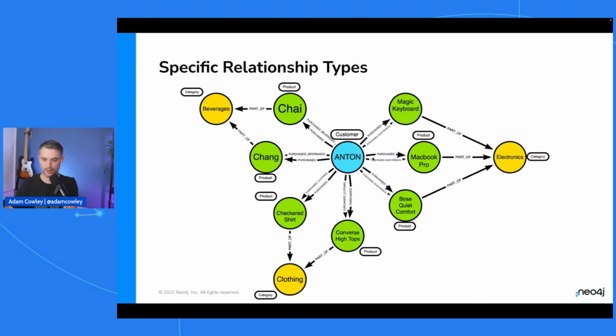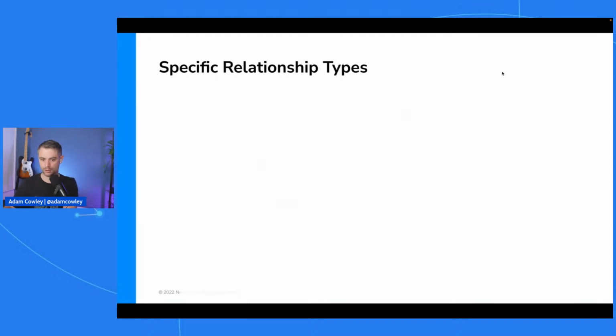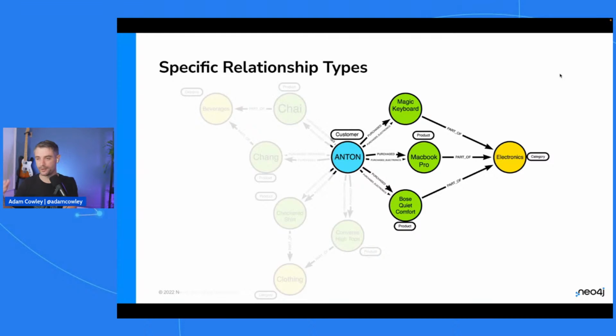So that allows us, if we're looking just for electronics, we can just follow the purchase electronics relationships to find out what they've actually purchased.